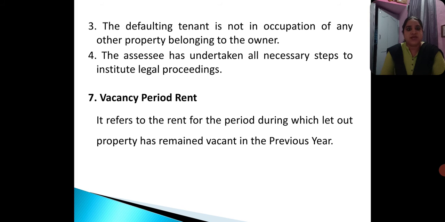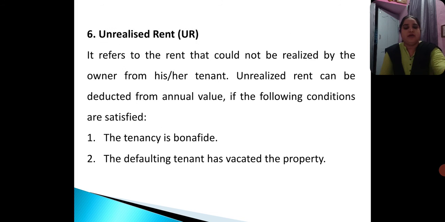Next, the assessee has undertaken all necessary steps to institute legal proceedings. So the assessee, that is the owner of the house, has taken all the legal proceedings to realize the unpaid rent from the tenant. In spite of doing that, if nothing is realized, then it is called unrealized rent. And if all these conditions have been satisfied, then the rent is treated as unrealized rent and is deducted from the gross annual value.